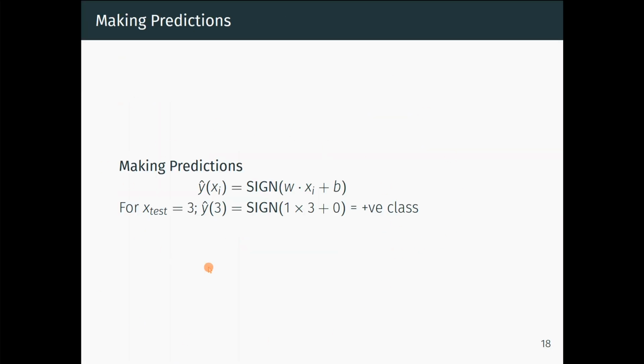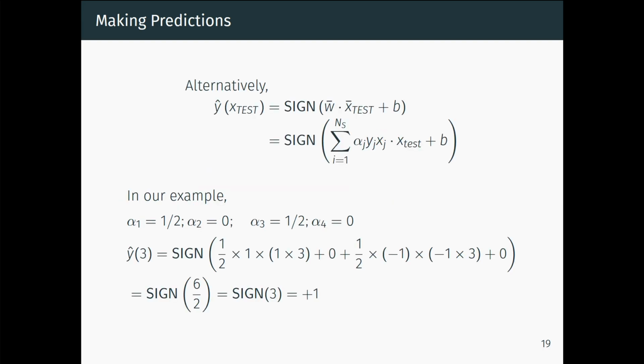So that's making the prediction using the primal formalism, but you could also do the same using the dual formulation. So y hat of x test is just the sign of w dot x test plus b, but you can replace w with the summation over all the support vectors of alpha j yj xj, dot x test, plus b. And in the example that we've been using, we had alpha 1 equal to alpha 3 equal to half, and alpha 2 and alpha 4 were 0.